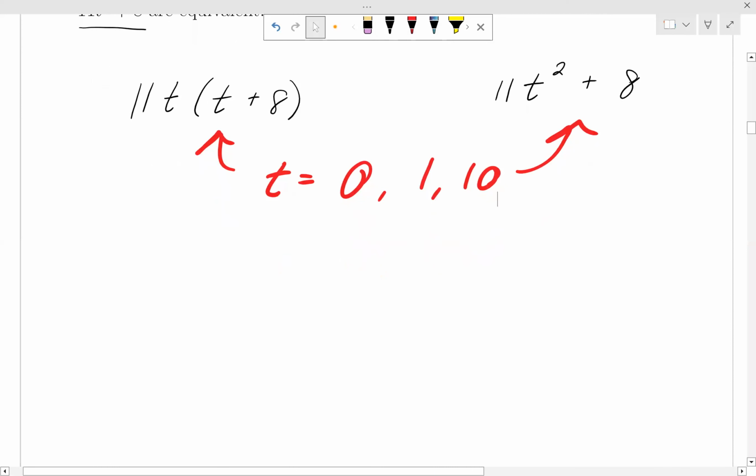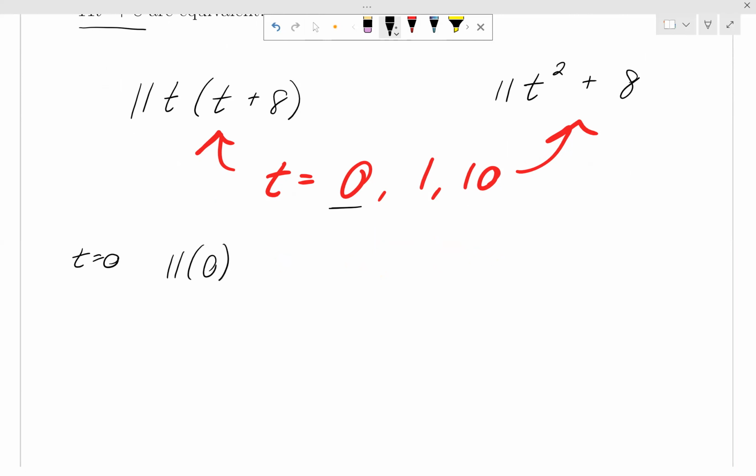All right. So I'm going to start with t is equal to 0. I have 11 times 0. I put my numbers in parentheses so I don't lose a negative sign by accident. 11 times 0 times (0 plus 8). And I have 11 times 0 squared plus 8.